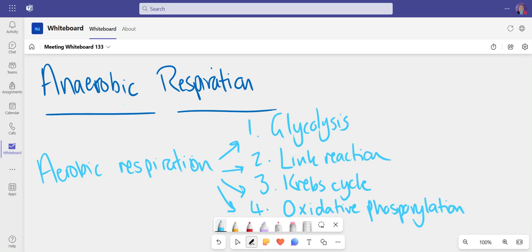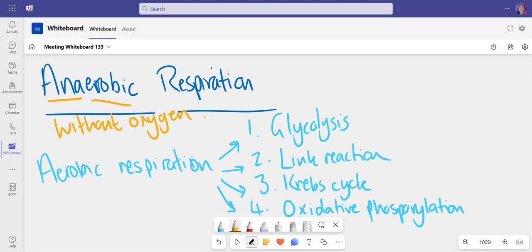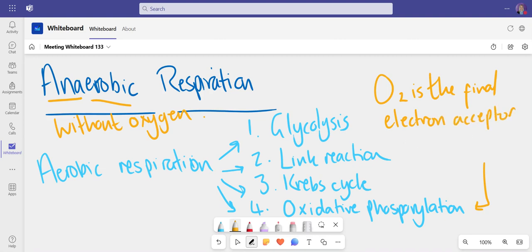Now, if we're looking at anaerobic respiration, the word anaerobic means without. The an means without. Aerobic means with oxygen, so without oxygen. Okay, so which of these 4 stages uses oxygen? Well, the answer is that it's the final electron acceptor of step number 4. So oxygen is the final electron acceptor. If you don't know what I mean by that, then watch that video. I'll just put number 4. So stage number 4, therefore, cannot happen without oxygen.